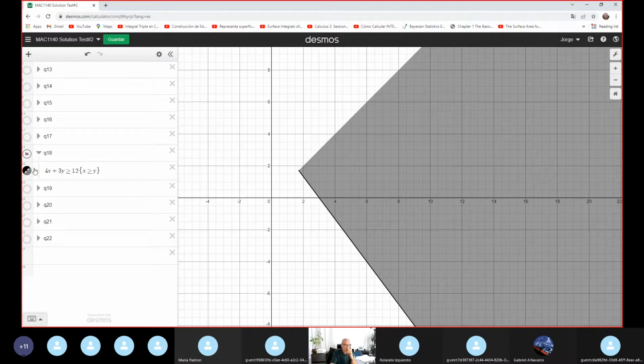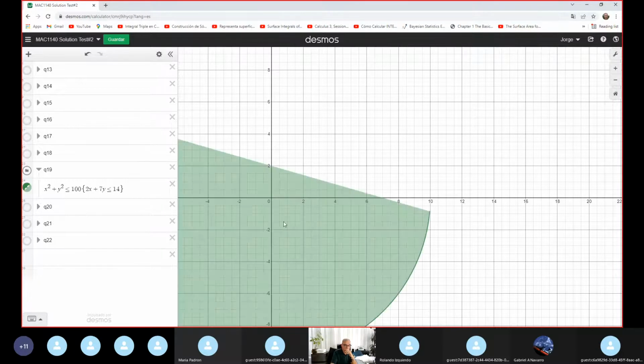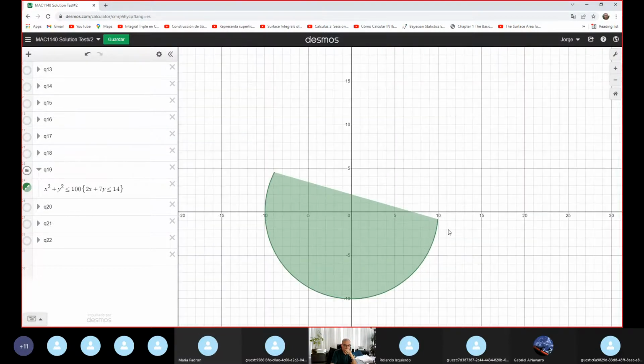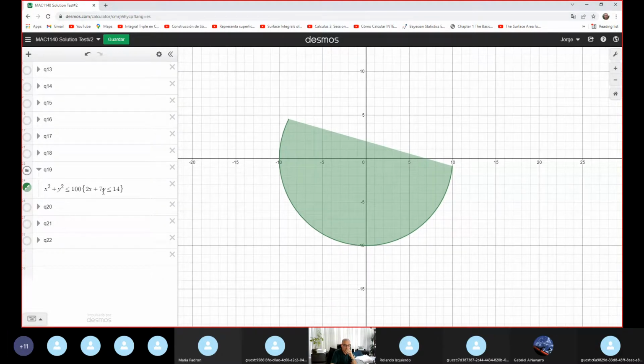Okay, 19 is similar. Look, 19 is a system. This system is a circle and the line. Inside the circle and below the line because it's less than. Okay.